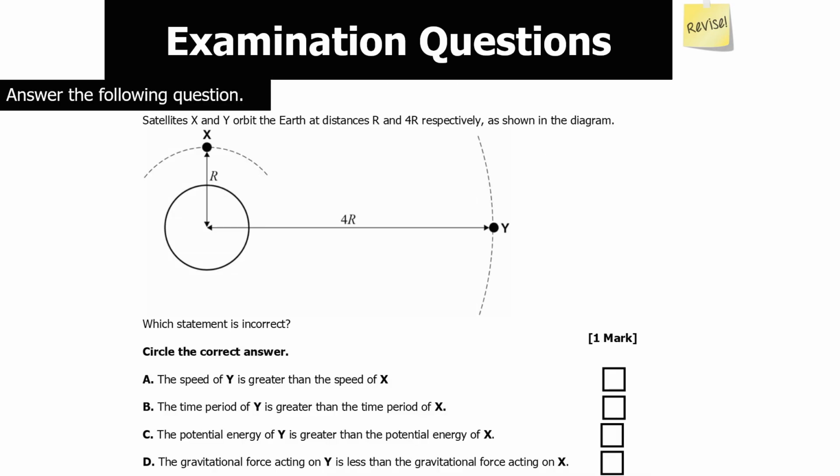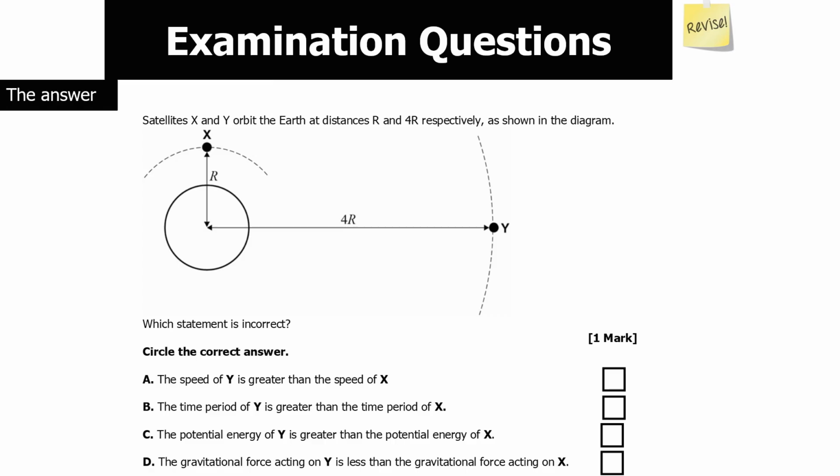The next question says, satellites X and Y orbit the Earth at distances r and 4r respectively as shown in the diagram. Which statement is incorrect? Pause the video now, then unpause the video when you want to go through your answer.